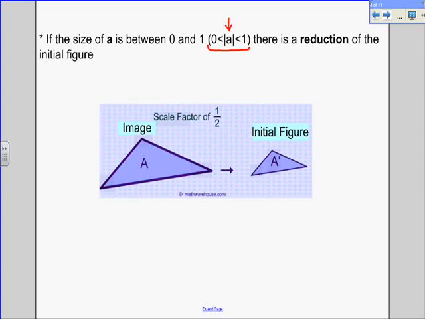Okay? And I have these pictures backwards here. Whoops. This is going to be my initial figure. And this is my image. So if my scale factor is small, what ends up happening is that my initial figure A gets reduced in size. It becomes A prime. So when I map my image, it's going to be smaller than the original, than the initial.